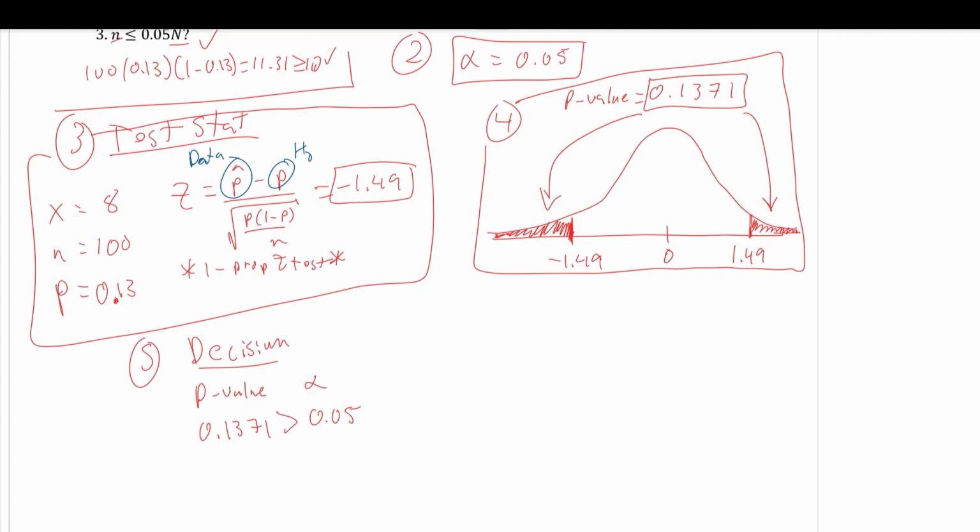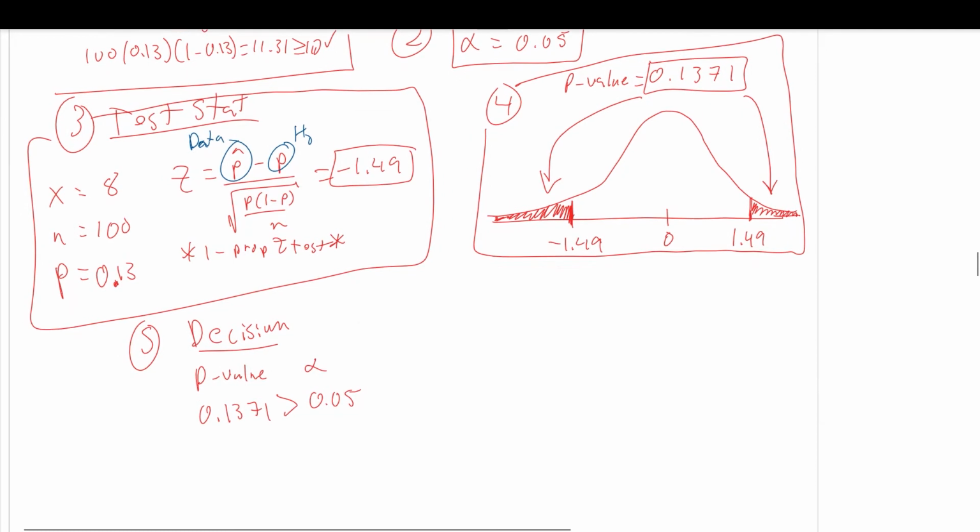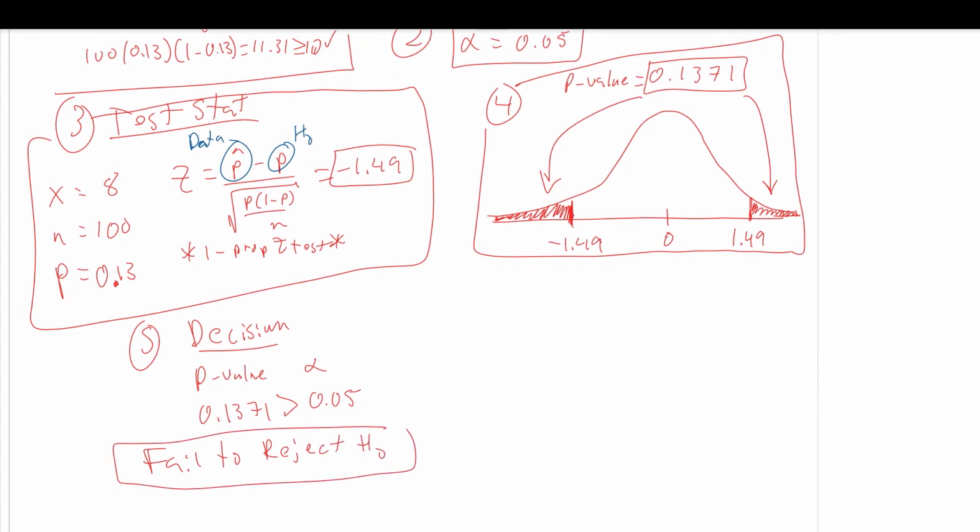Okay, again, the p-value represents the probability of being wrong if we do decide to reject the null hypothesis. Okay, if we reject the null hypothesis, there's a 13.71% chance that we're wrong. Okay, we're not willing to take that risk because we were only willing to take up to a 5% risk. Okay, that was the cutoff. So we're not going to reject the null hypothesis. So we fail to reject the null hypothesis here, because if we do, there's a pretty high chance that we're wrong in that decision.